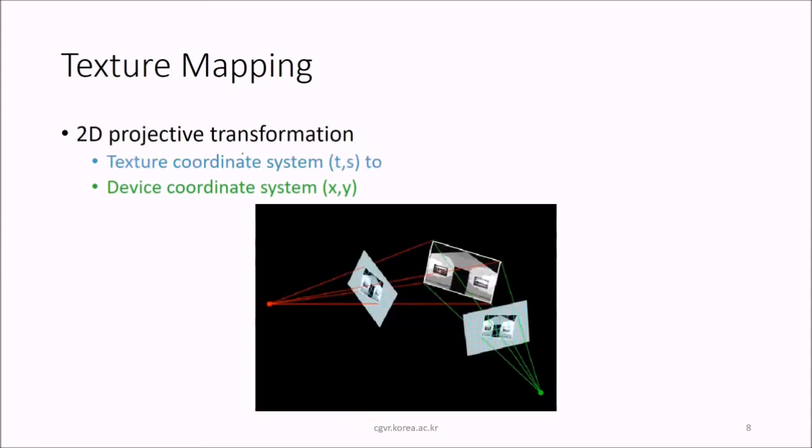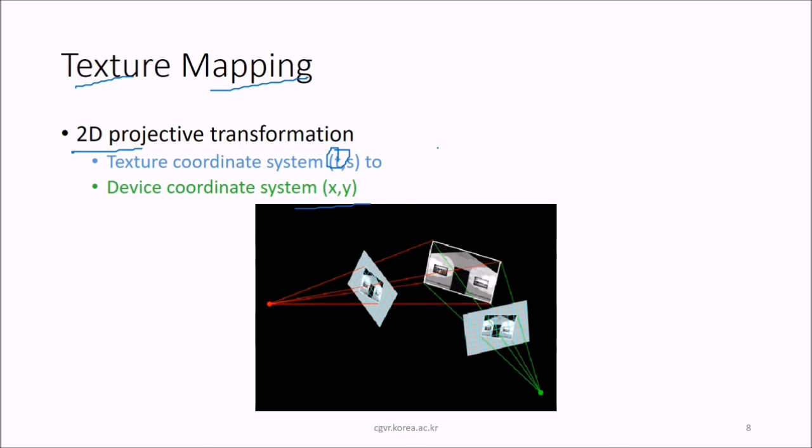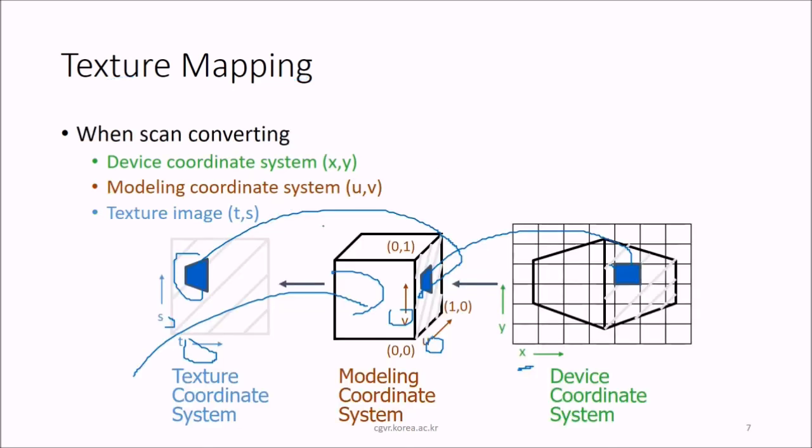So in this 2D projection transformation under texture mapping, there is a 2D projective transformation from the texture coordinate system, that is TS, to the device coordinate system. So what we do here, from here to here, texture coordinate system to modeling coordinate system. So texture coordinate system to this is the device coordinate system here.